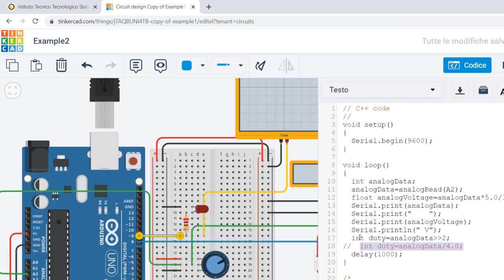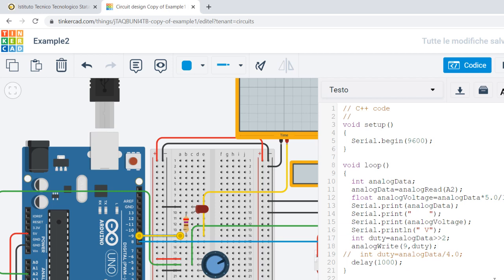Okay. And this duty is put on the LED with analogWrite. We select the pin. This should be a pin with a PWM. For instance, for the Uno board, we can use pin number 3, 5, 6 with the tilde, pin 9, 10, 11. So pin 9 and the duty cycle we have derived from the reading of the potentiometer.